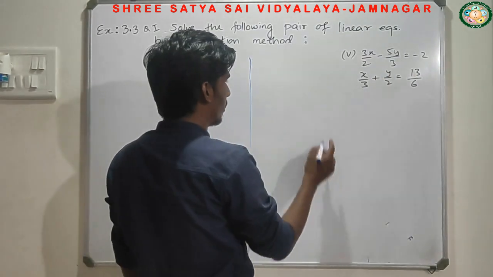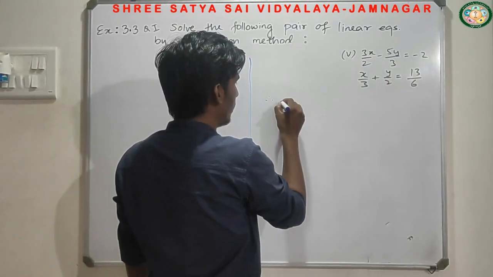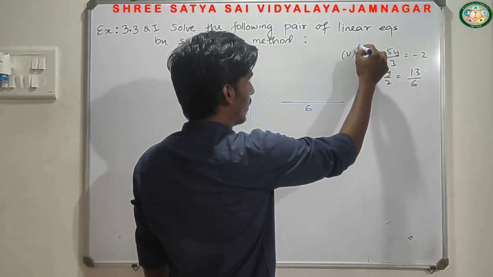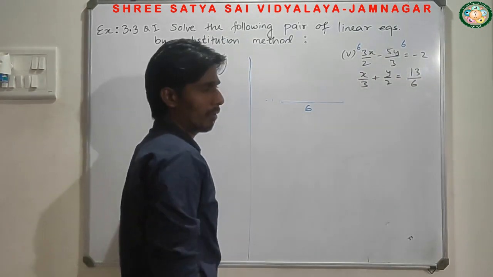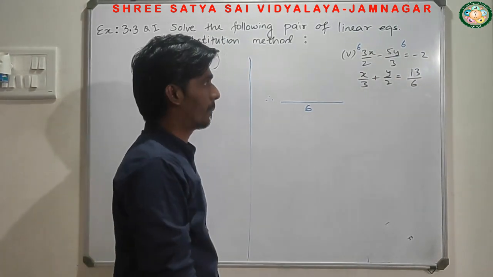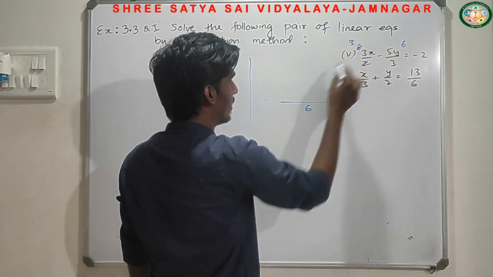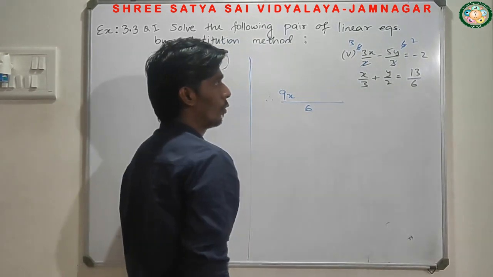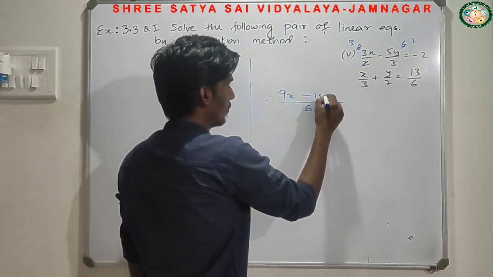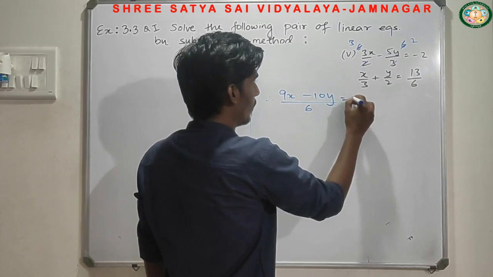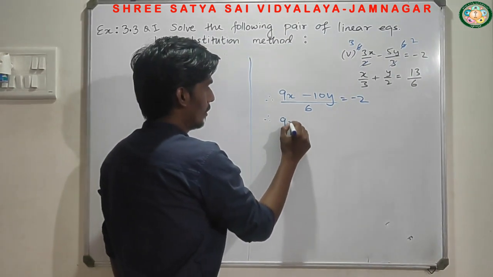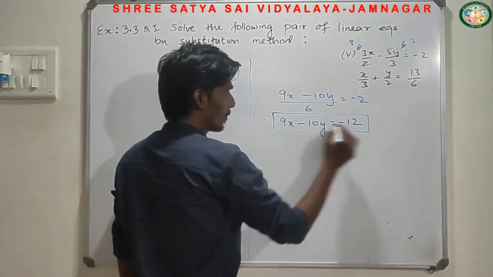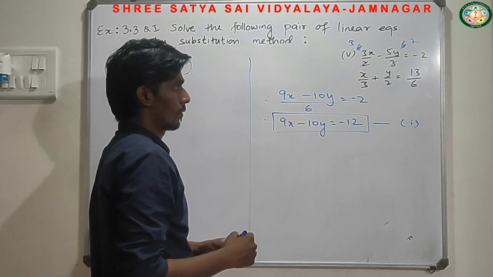Let's use the first one, first equation. What is the LCM here? LCM is 6. So just assume that 6 is multiplying here, or you can cross multiply also, but every time you can't multiply it. So 2 3s are 6, 3 3s are 9x. Now 3 will cancel 6 how many times? 2 times, 5 2s are 10y equals to minus 2. Therefore 9x minus 10y equals to minus 12. Say this is equation 1.